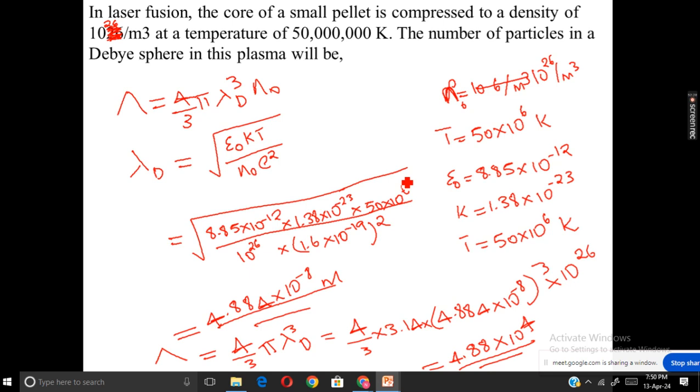So we had to find the Debye length with the given information, which is root of epsilon 0 kT by n0 e square. Initially we found the value of the Debye length, and then we substituted it in the equation for the number of particles within the Debye sphere. It is basically 4 by 3 pi lambda d cube into n0. After substituting, we got an answer of 4.88 into 10 raised to 4.